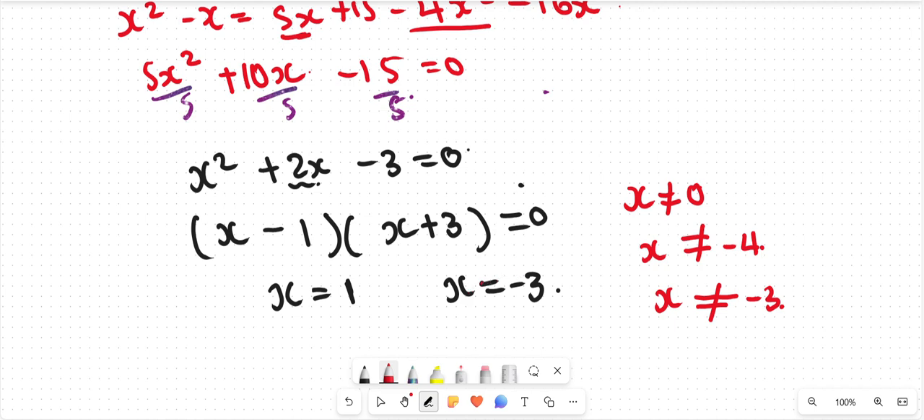So what does this tell me? It tells me I need to reject this one. This cannot make sense as a solution. And there we go. We have all our restrictions. These are our restrictions. And then this is the only correct answer for this expression.